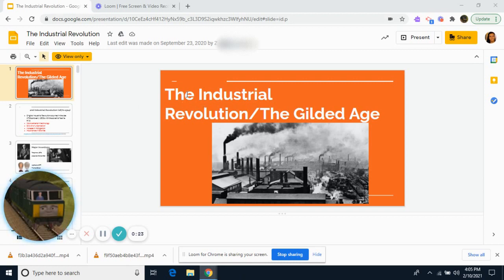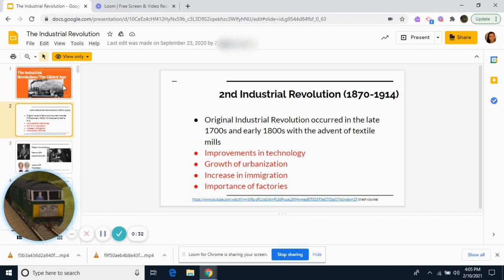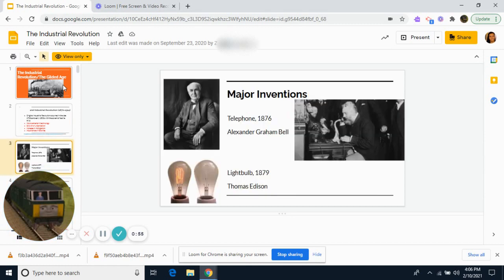All right, so this is the Industrial Revolution, the Gilded Age. Here it is. Second Industrial Revolution, 1870 to 1914. The original Industrial Revolution occurred in the late 1700s or early 1800s with the advent of textile mills. Improvements in technology, growth of urbanization, increase of immigration, importance of factories.